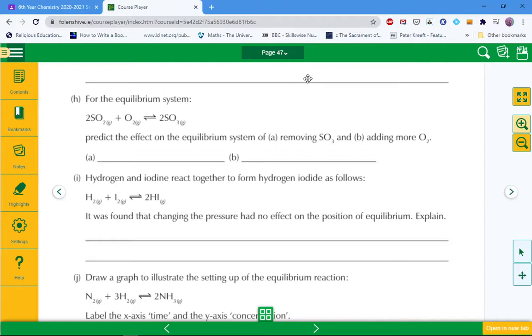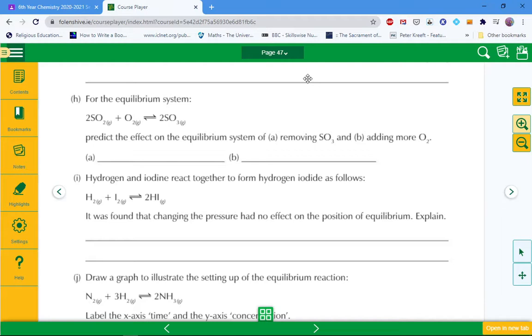Part I. Hydrogen and iodine react together to form hydrogen iodide as follows. It was found that changing the pressure, now be careful, pressure has no effect on the position of equilibrium here, okay? Pressure is only a stress when all species are in the gaseous form. That's number one. And we notice here, 1, 2, 3, so they are all in gaseous form, but it still has no effect. And that's the second reason I gave you yesterday.